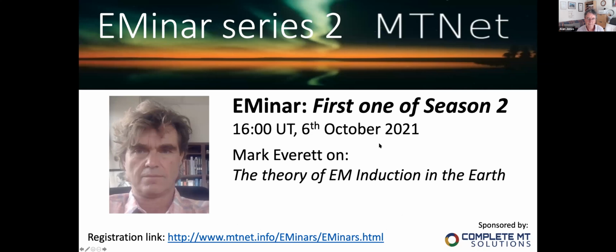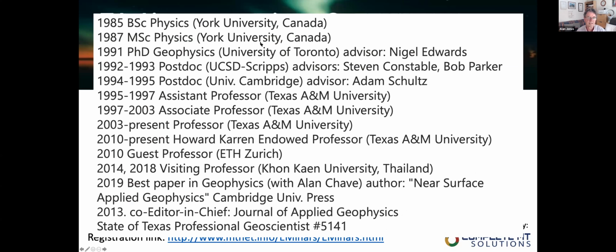So again, it gives me great pleasure to introduce Mark. I've known Mark for many years, since he was a student of Nigel Edwards at UT. So here's his brief CV. Physics: a lot of us with an EM background actually came through physics, bachelor's and master's, and then worked with Nigel at Toronto, and then went off to work with Steve and Bob at Scripps, and then with Adam in Cambridge. So you can see he had a wonderful background, and then moved to Texas, where he's been since 1995, so 26 years now. But he's popped off away to various places, ETH and Thailand. That's a nice idea. And he got a Best Paper Award in 2019 with Alan Chave, describing his paper on EM induction. Since 2013, he's been co-editor of Journal of Applied Geophysics, and he is a registered professional geoscientist.